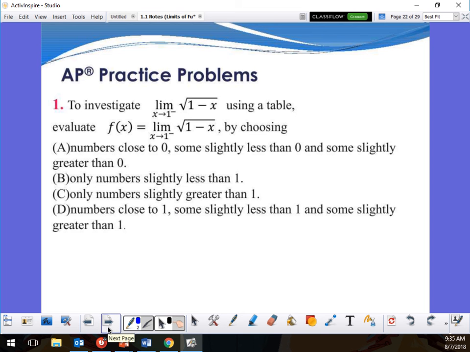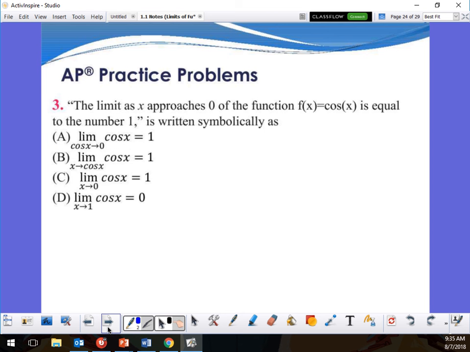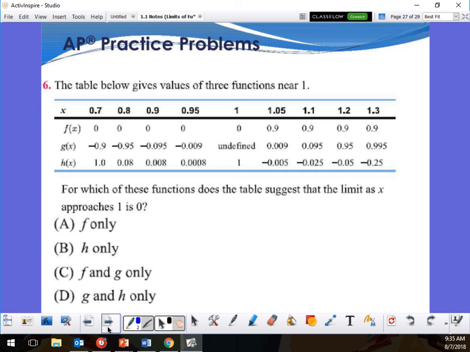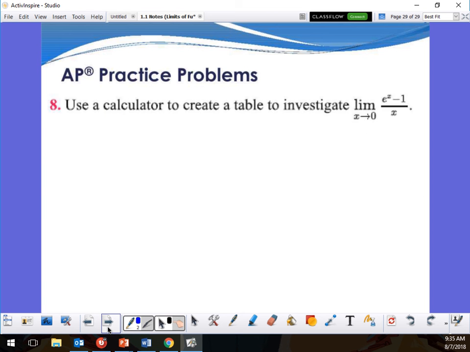Okay. Here's your stars. Here's your practice problems, 2, 3, 4, 5, 6, 7, 8.